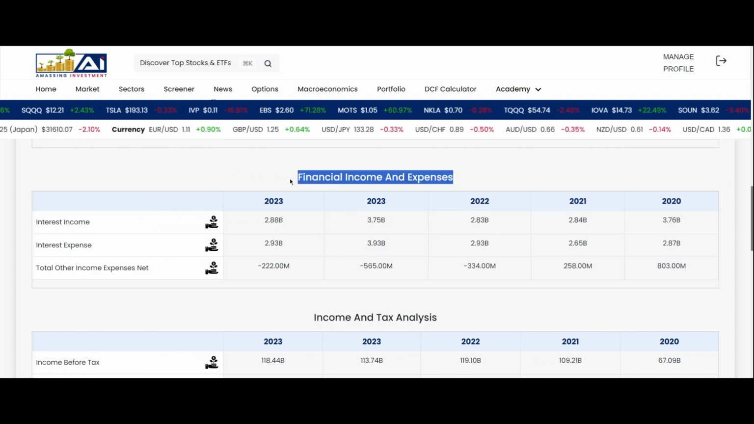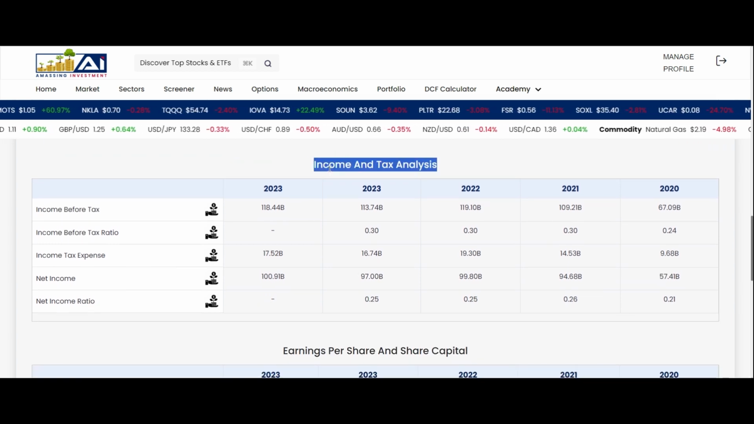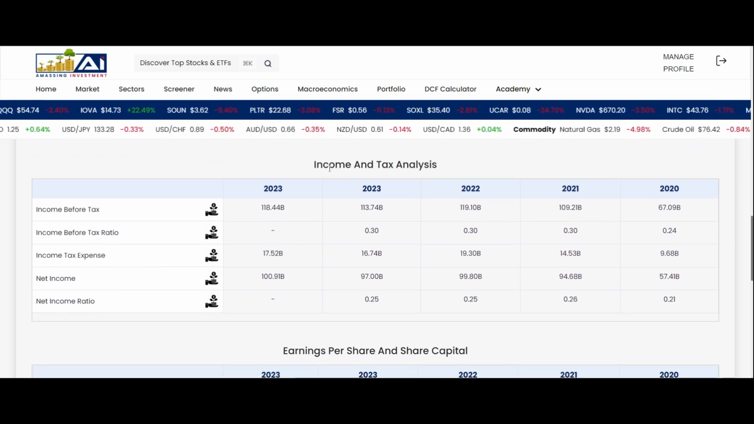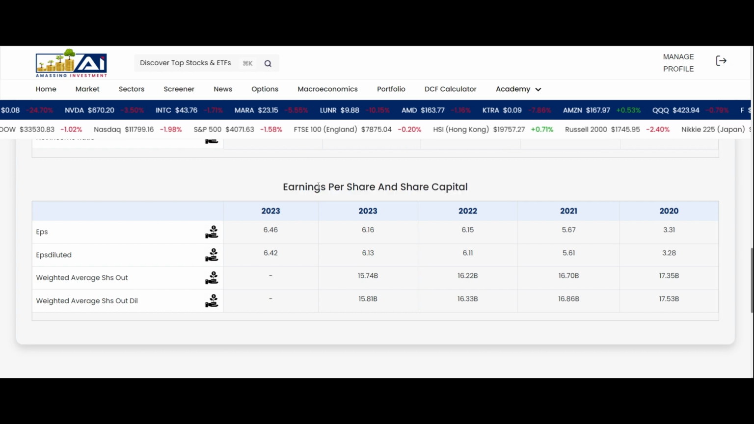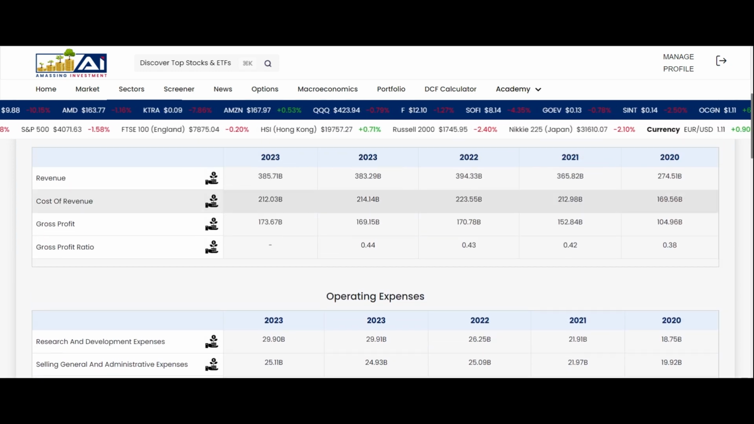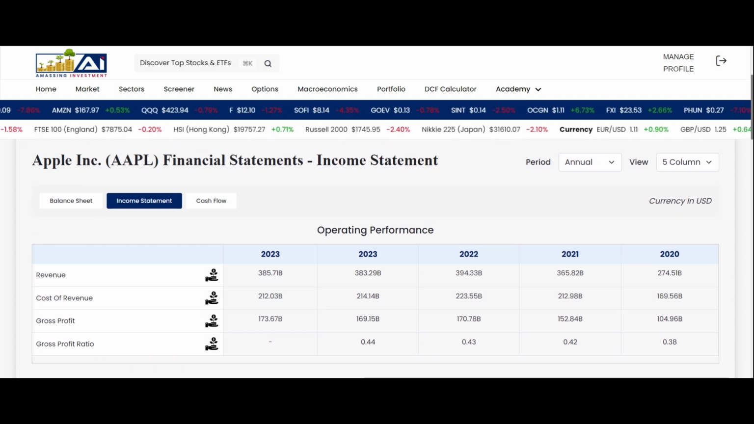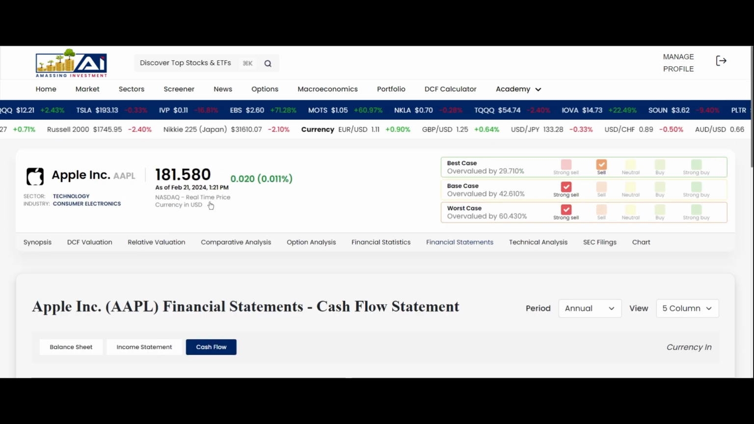Income and tax analysis sheds light on Apple's tax obligations and its impact on net income, while earnings per share and share capital reveal the earnings available to shareholders, a direct indicator of the company's financial strength and investor appeal. This detailed breakdown of the income statement not only educates investors about Apple's financial performance but also empowers them to make informed decisions.